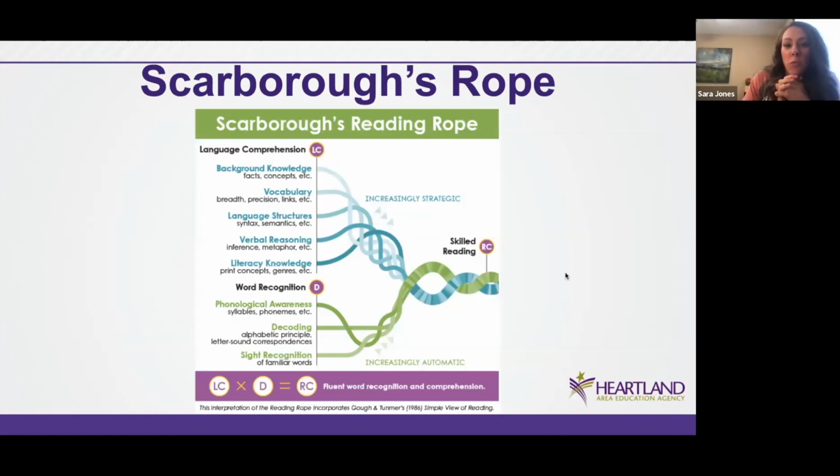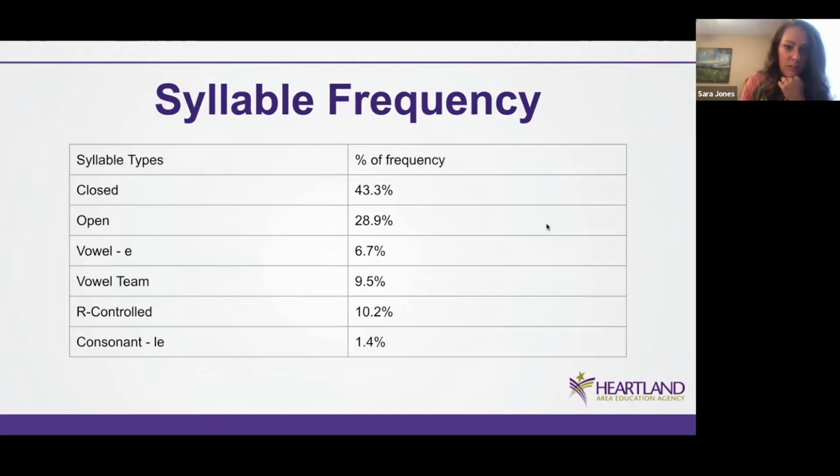And Scarborough's rope basically says language and decoding need to come together to get a skilled reader. I'm sure we're all familiar with that. Okay, quick overview on syllable patterns. If you're teaching syllables, the most infrequent syllable type is consonant-le, so you're probably not going to spend a lot of time on that. You're going to teach open and closed mostly.